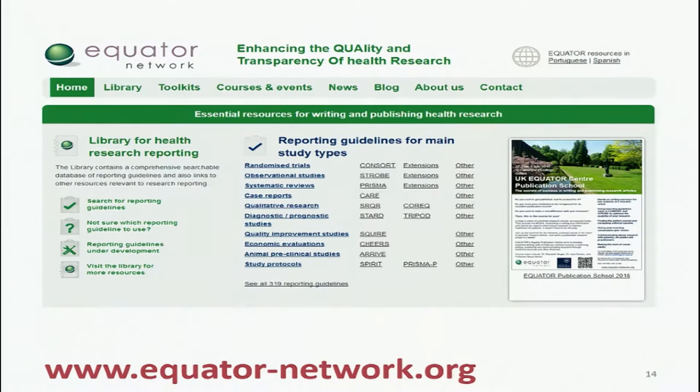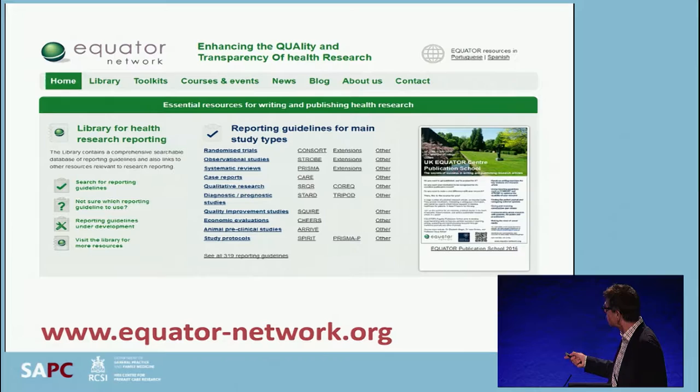Now, the first solution that has been proposed was reporting guidelines. And I've been involved, and it's been great fun to develop these guidelines, because you learn a lot. You almost do your MSc in epidemiology again by helping to, for example, develop the CONSORT guidelines or the STROBE guidelines. The main guidelines are listed here. You see randomized trials is CONSORT, observational studies, that's case control studies, cohort studies, and cross-sectional studies, STROBE, systematic reviews, PRISMA, case reports, qualitative research, also very important, diagnostic, prognostic studies, etc.